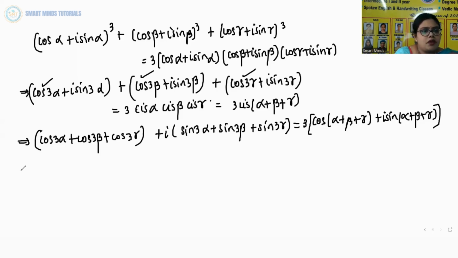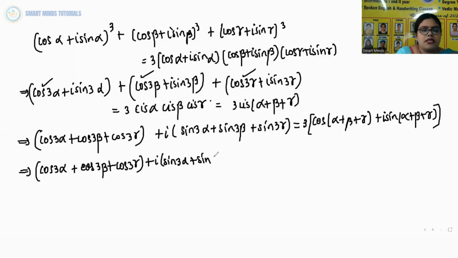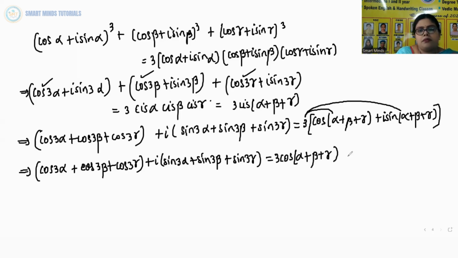Okay. So now again I copy the left hand side as it is: cos 3 alpha plus cos 3 beta plus cos 3 gamma, plus i into (sin 3 alpha plus sin 3 beta plus sin 3 gamma), is equal to, now I multiply 3 inside, 3 into this, 3 into this. So 3 cos(alpha plus beta plus gamma) plus i into 3 sin(alpha plus beta plus gamma).